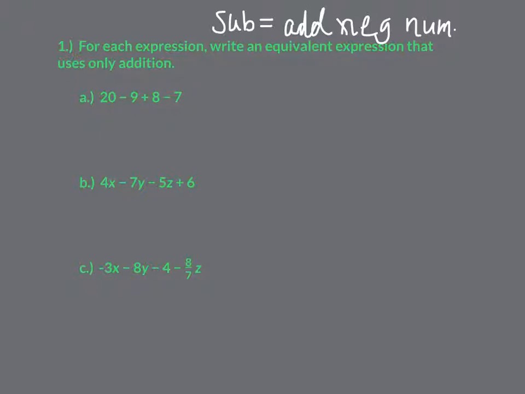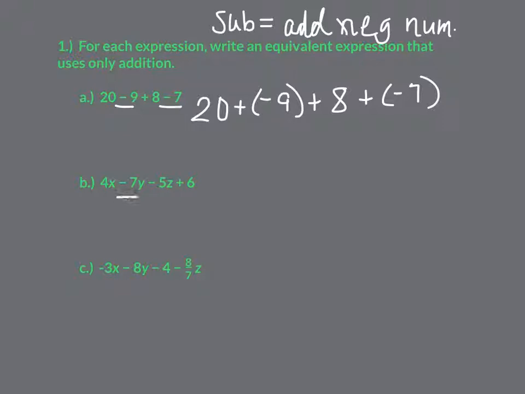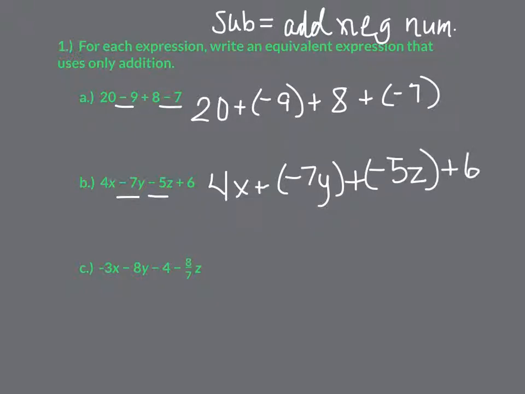Okay, so if that's all that we have to do, we just have to take a look at our two subtractions here and change that. So I'm adding -9, and then this stays the same, and then I'm adding -7. Means exact same thing. Next one, same thing. I've got two different terms being subtracted. So I'll take 4x, I'm going to add -7y, I'm going to add -5z, plus 6 stays the same.